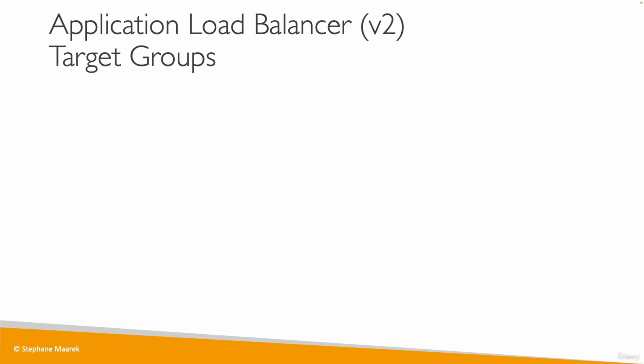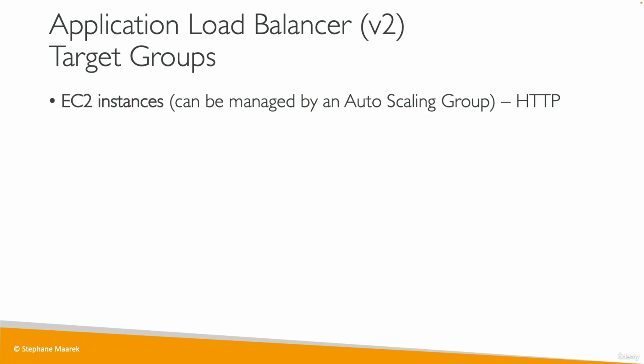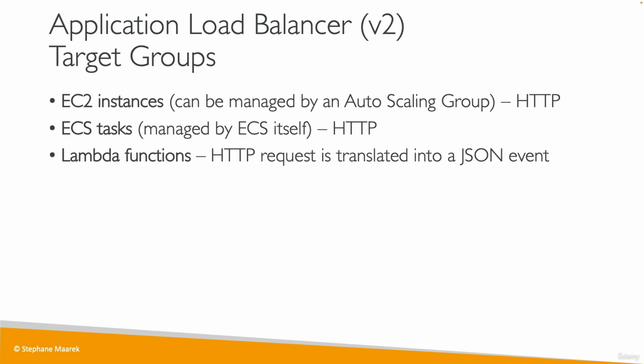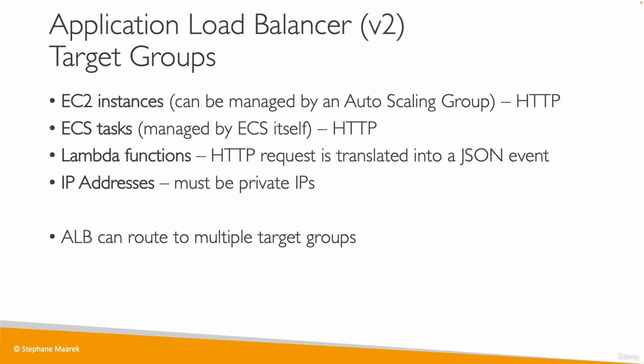Okay, so what are the targets of an ALB? They're target groups, and it could be either EC2 instances, and these instances can be managed by an auto-scaling group. This is a very common pattern. It could be ECS tasks managed by ECS itself, again using HTTP, or it could be Lambda functions, in which case your HTTP request is going to be translated for your Lambda function into a JSON event. Then it could also be IP addresses. In this case, you must register private IP addresses as targets of your ALB. Your ALB can also route to multiple target groups at a time, and you have health checks, as I said, at the target group level.